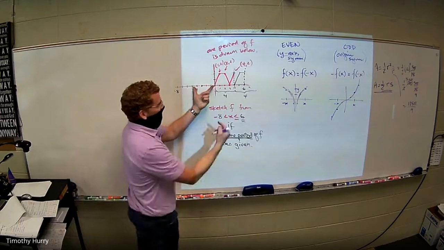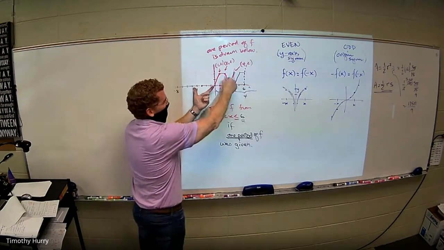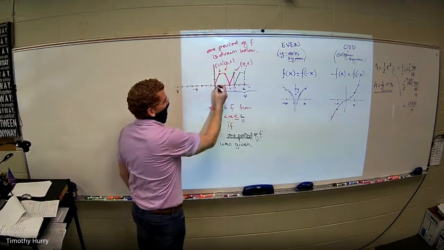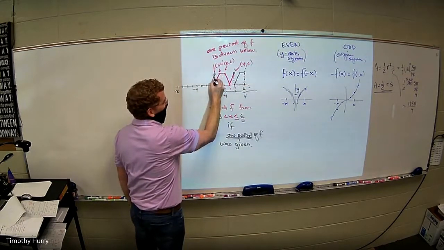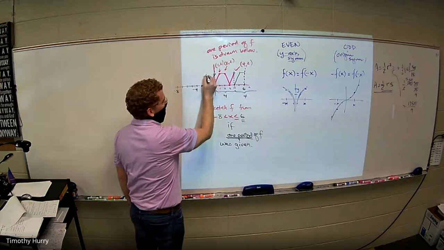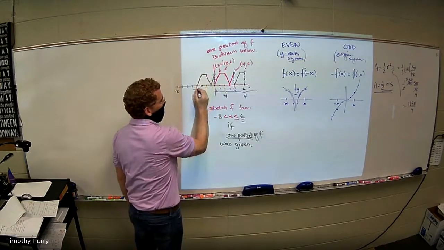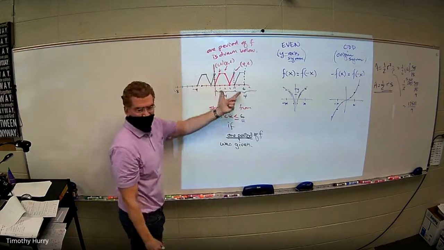Going this way, I'd be going what? Down, up, over, down. So I'd have to start high, right? And go down, up, over, down. You see the period repeating itself?